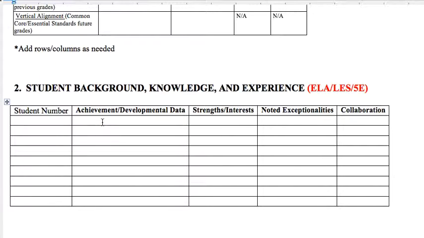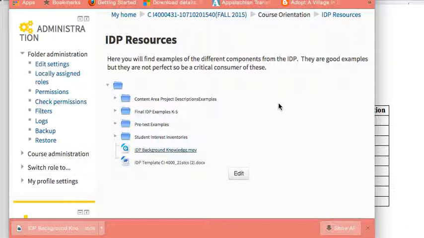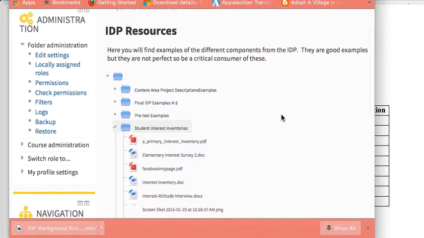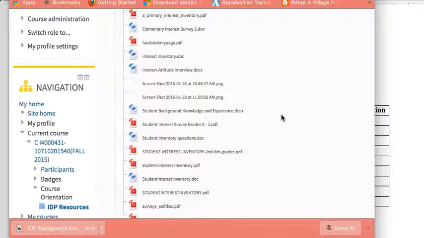So let's look at those inventories. In the IDP resources folder, you'll see that there is a folder called Student Interest Inventories, and there are a ton of them. So you'll want to take some time to really look through these and see which ones are going to be appropriate for your students, your grade, and your philosophy. I highly recommend that if you are teaching K1 or 2, that you do this individually and you call them up to you at the back table and you just ask them some of these questions and run through the inventory yourself.